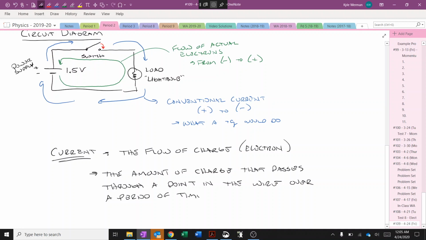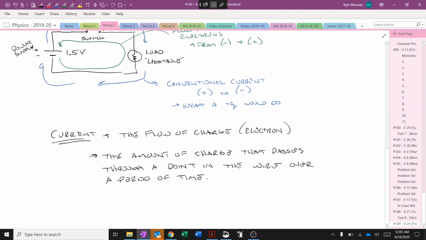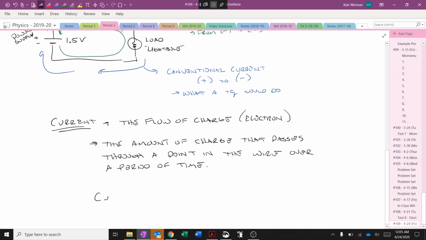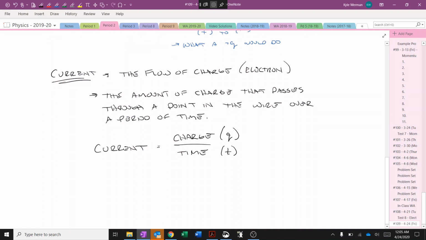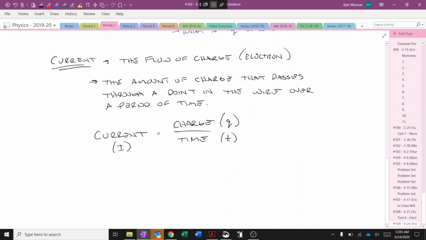It's a rate of charge flowing through the circuit, right? And so we can actually formulate an equation now. Current is equal to the amount of charge passing through over a period of time. Now, we have charge as Q. We've dealt with that. Time, we've already dealt with as T. Current is actually the letter I. It has to do with current intensity, which is where that I comes from.